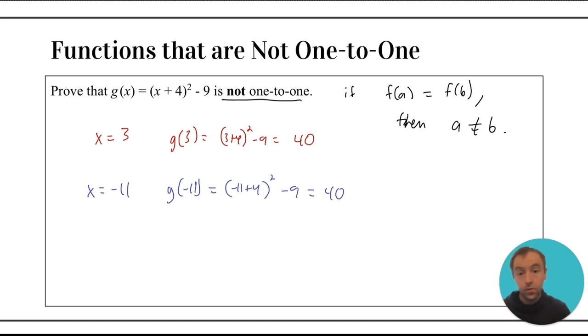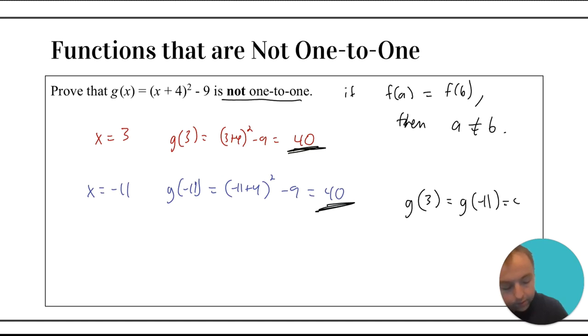So right there, we've basically proven that it's not one-to-one, because for the same y value, we have that g of 3 is equal to g of negative 11, since they both equal 40, but definitely 3 and negative 11 are not equal to each other. So therefore, it can't be a one-to-one function.